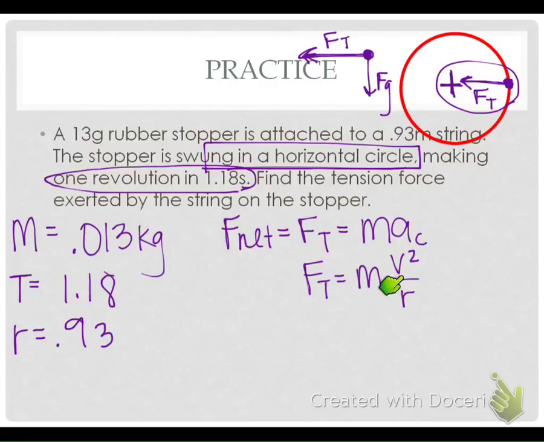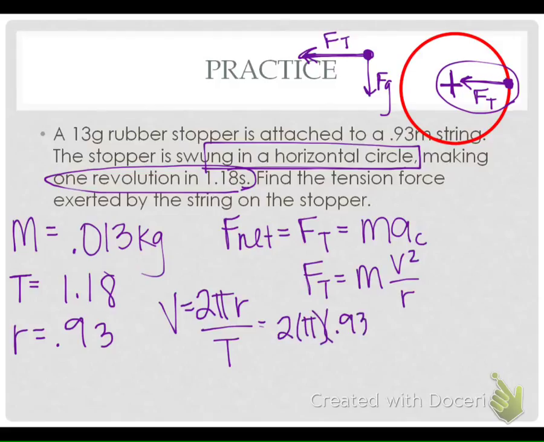We could choose to plug in our whole 4 pi squared r squared over r t squared, doing the whole substitution right here, or you can just solve for velocity first and plug the number into this equation, which I think is a little simpler. So if we want to solve for velocity, we use 2 pi r over t, which would equal 2 pi times 0.93 over t, which is 1.18.